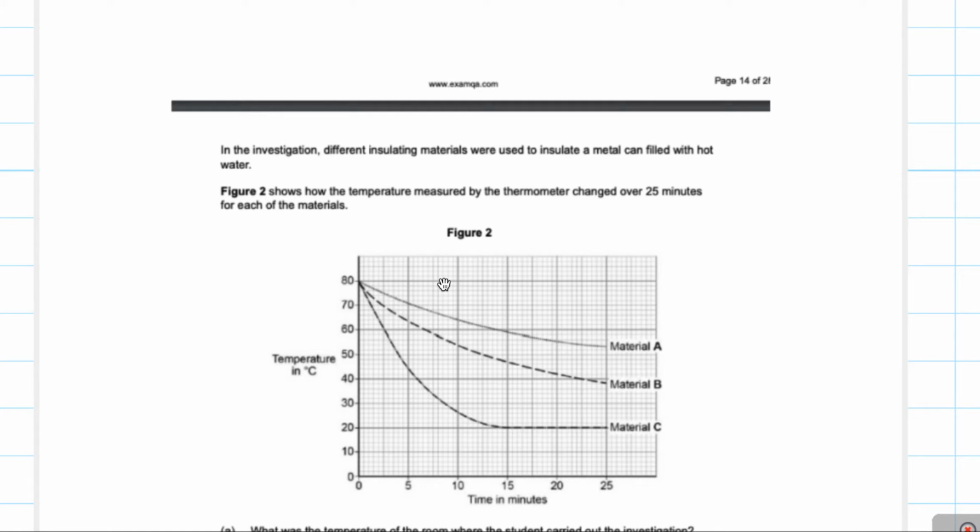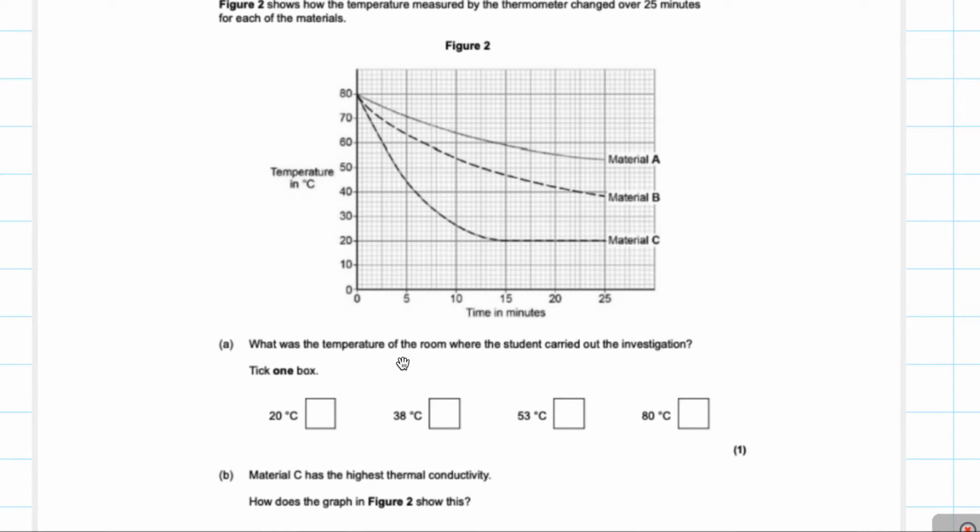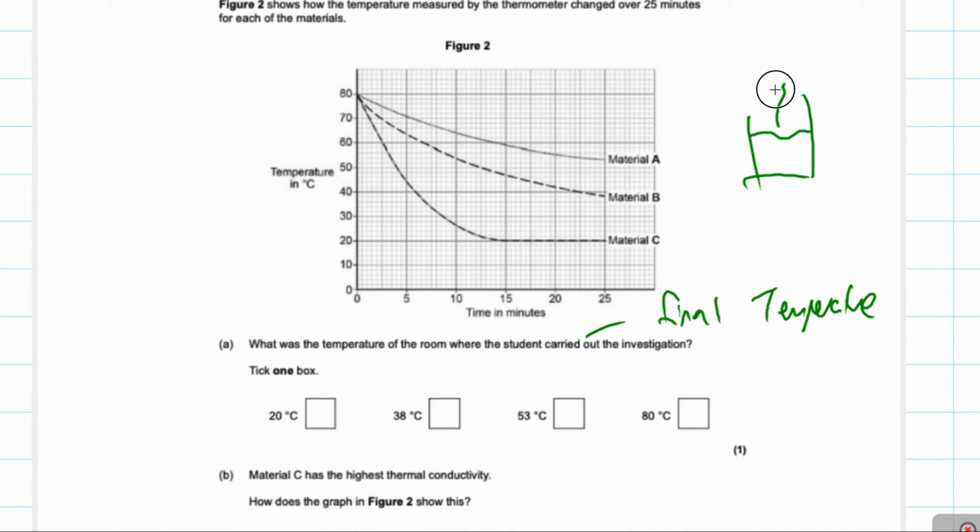What was the temperature of the room where the students carried out the investigation? So in this one here, the temperature of the room is going to be the final temperature of the water, because what's happening is that if we, for example, leave it with no cap on and no insulation, the water cools down and the heat energy escapes into the room. Eventually, the water and the room reach the same temperature, and then it reaches what we call an equilibrium, i.e. there's no more change between the two. So there's no change in temperature between the outside and the water, and that means that it's at room temperature.